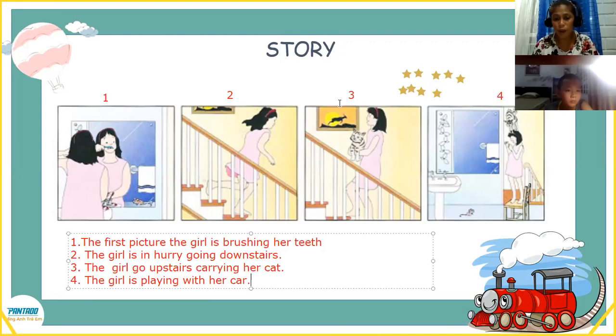Okay. What's this? It's a cat. So let us read the sentences. The first picture, you read it. Wait for a while. The first picture shows the girl brushing her teeth. Okay, again, number one. The first picture, you read it, Keo. The first picture shows the girl brushing her teeth. Okay. Next, number two.